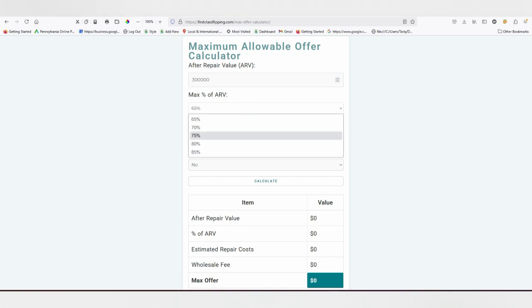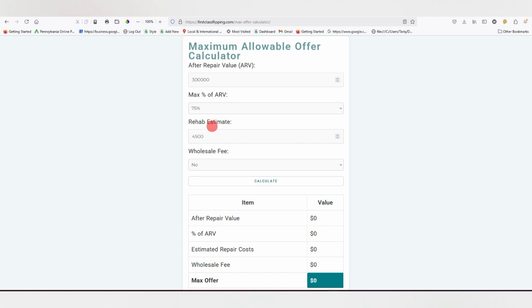Okay, let's take the scenario of a flip. Let's just say 75%, because the market is shifting a little bit and it's getting a lot more difficult to find deals within this 70% range. But let's just say 75%. Okay, now what is the rehab budget? What do you think is going to cost to fix this property up? For the sake of the video, let's say $45,000.